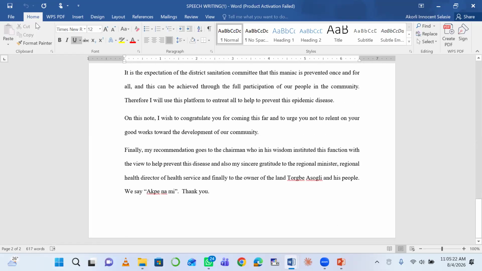Finally, my recommendation goes to the chairman, who in his wisdom instituted this function with a view to help prevent this disease, and also my sincere gratitude to the regional minister, the regional director of health services, and finally to the owner of the land, Togbi Apede, and his people. We say Apenami. Thank you.